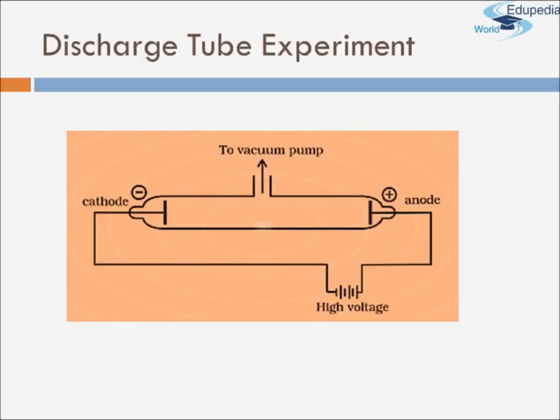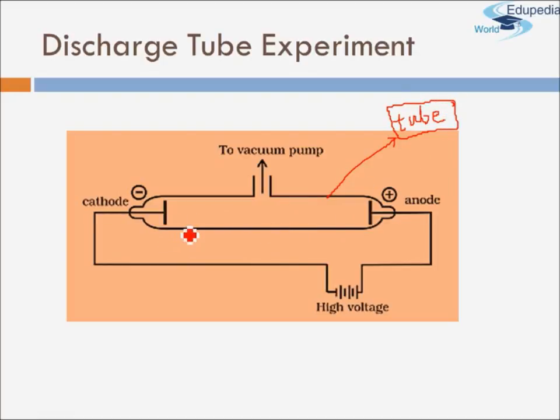Well, this is a figure that basically illustrates how a discharge tube looks on paper. They don't actually look like this, but on paper, this is what they will look like. You have here a tube. This big thing is the tube. This is our major part of the experiment, the discharge tube, where we'll observe the cathode rays.